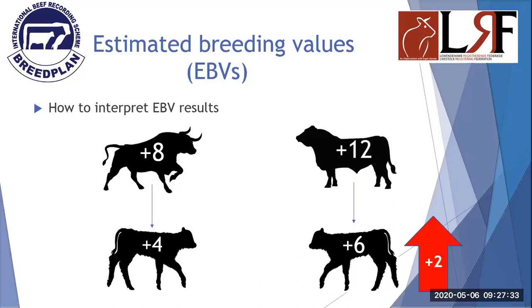So for example, if you have 100 offspring from each of them, on average, the bull on the right's progeny will be +2. You will have some progeny that is much heavier than the other one, or you might have progeny from this bull on the right that is actually lighter than the bull's progeny on the left.